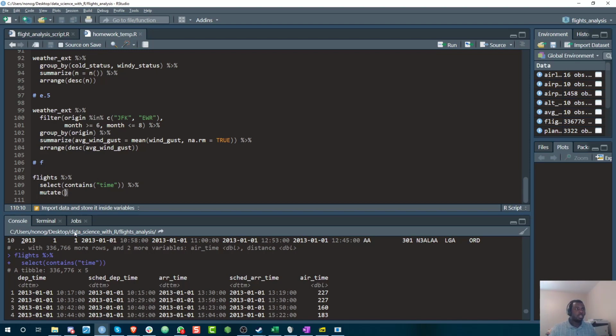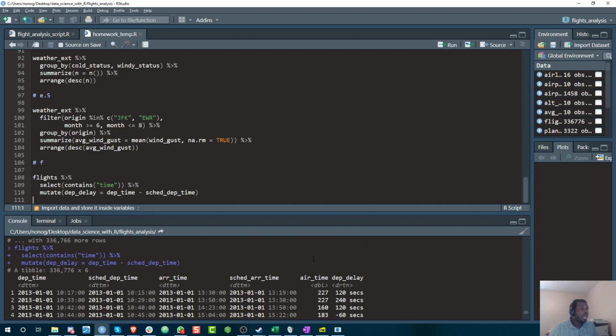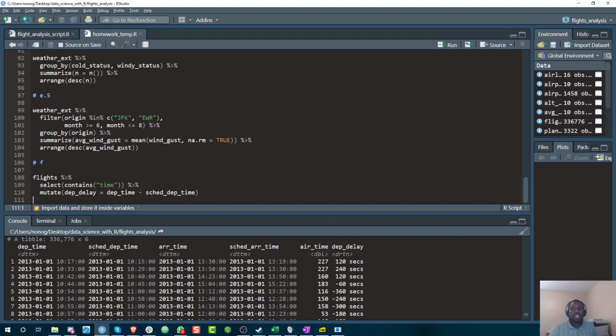Okay, now let's compute departure delay. We said that the departure delay is the actual departure time minus the scheduled departure time. Okay, all right, now check this out. Without doing the as numeric and dividing it by 60 because we want it in minutes and all that, see, what you get there is a value in seconds, and because we wanted it in minutes, that's why we divided it by 60.